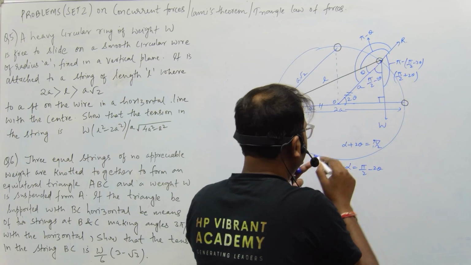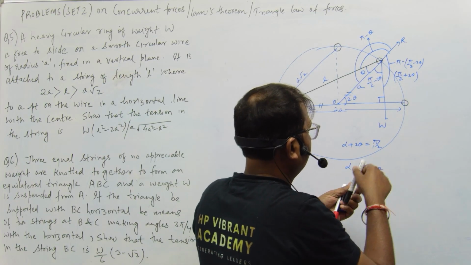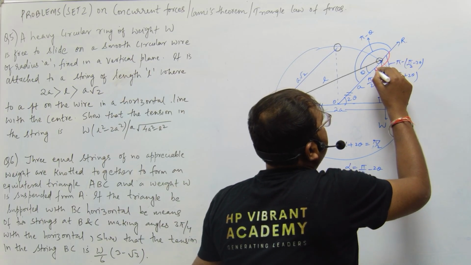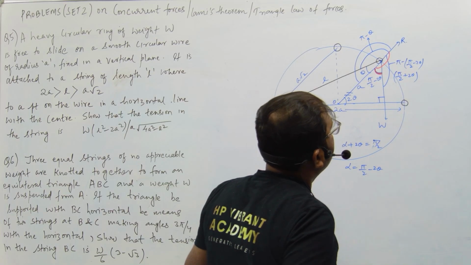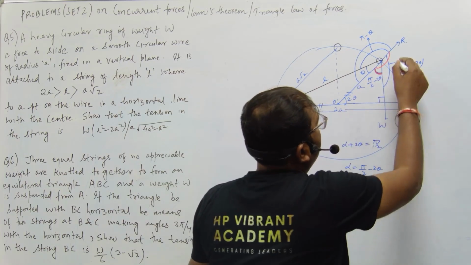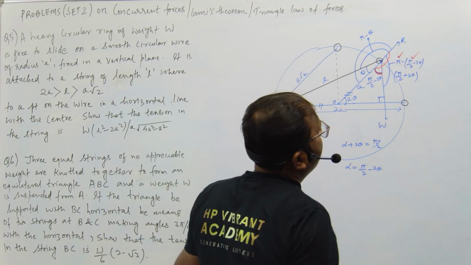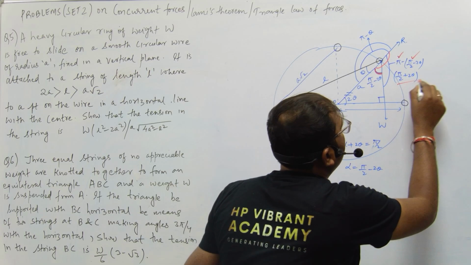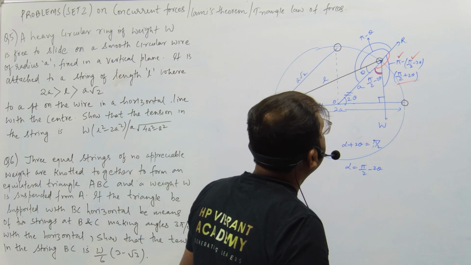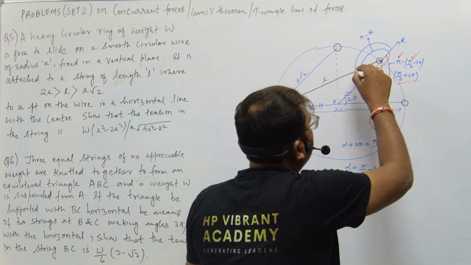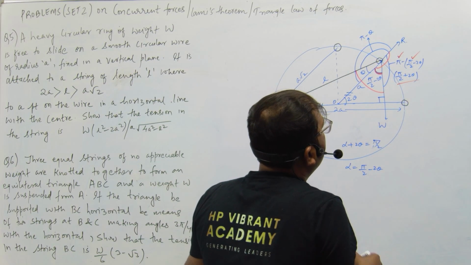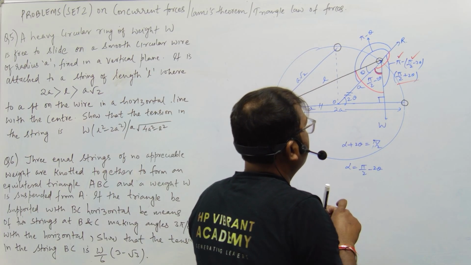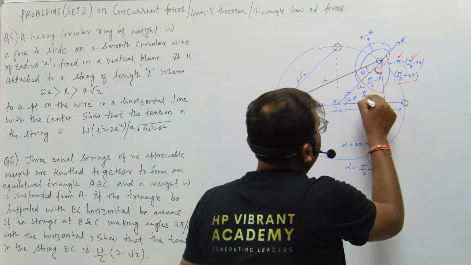Let us draw this again. This whole angle is pi, and this angle is pi by 2 minus 2 theta. So this angle will be pi minus pi by 2 plus 2 theta, so this is pi by 2 minus 2 theta. And this whole angle is pi by 2 minus 2 theta plus theta, so this is pi by 2 minus theta.